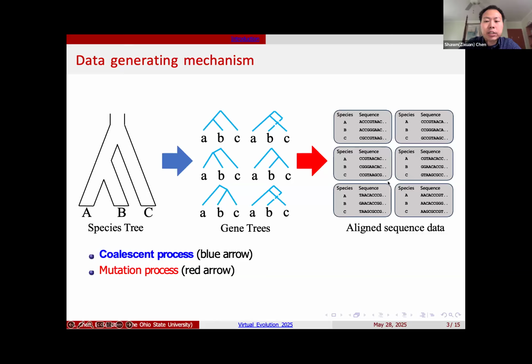Under the multi-species coalescent model, we assume the data generating mechanism as shown in this figure. Within the species tree, the gene trees at different loci may have different evolutionary histories because of the randomness of gene evolution. We use the coalescent process denoted in the blue arrow to model this variation. And then for each gene, the mutation process is modeled by standard nucleotide substitution models, for example, the Jukes-Cantor model.